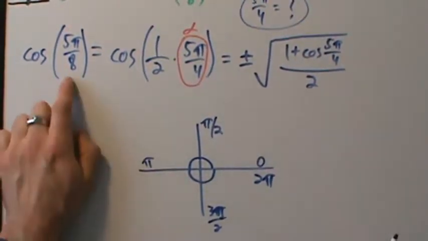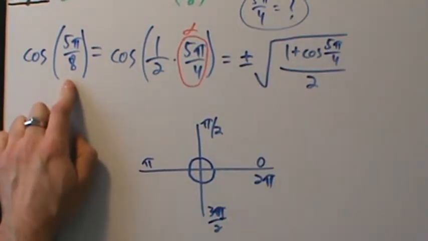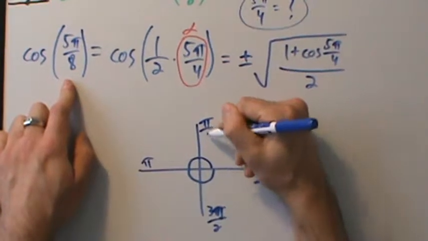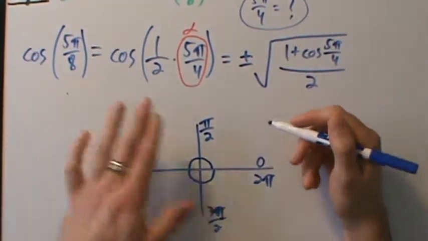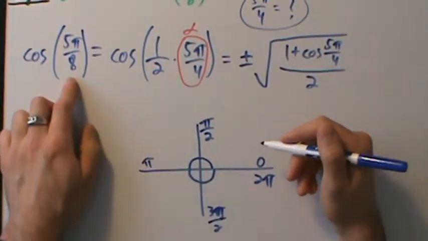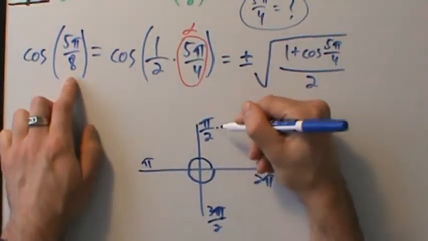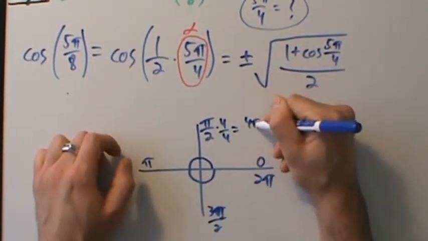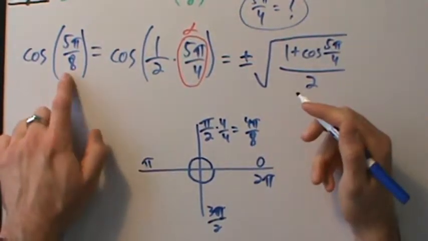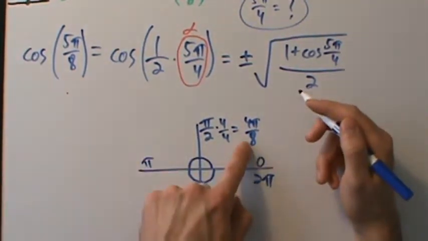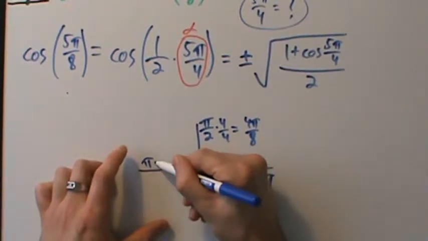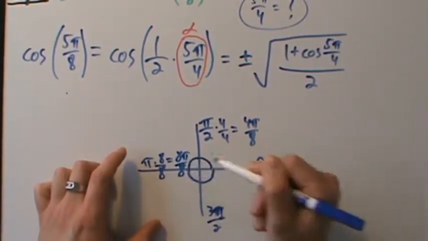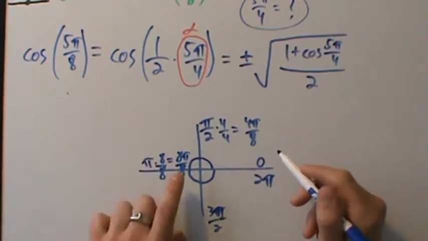Now we want to know where 5 pi over 8 is. It's going to be easier to determine that if we can put everything over 8. So let's write this like this, pi over 2. If we put all these angles over 8, it's going to be a little bit easier to see what's happening. So 0 is still just 0. Pi over 2 multiplied by 4 over 4, that's 4 pi over 8. 5 pi over 8 is just a little bit bigger than 4 pi over 8. How about pi multiplied by 8 over 8, that's going to be 8 pi over 8. 5 pi over 8 is smaller than 8 pi over 8.